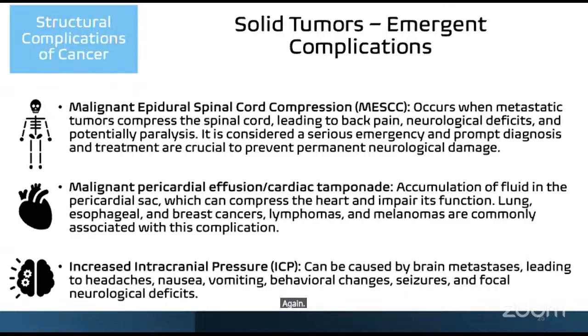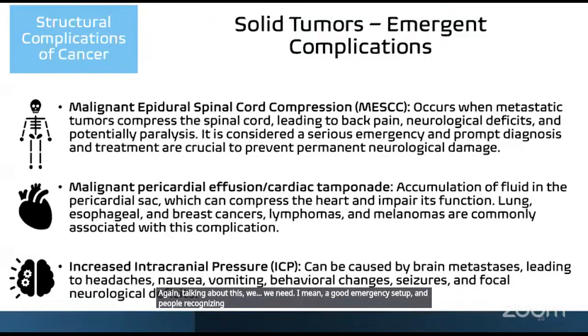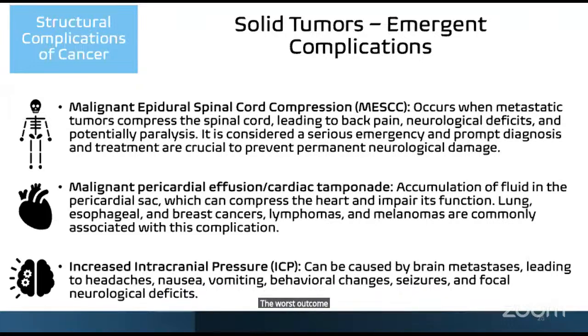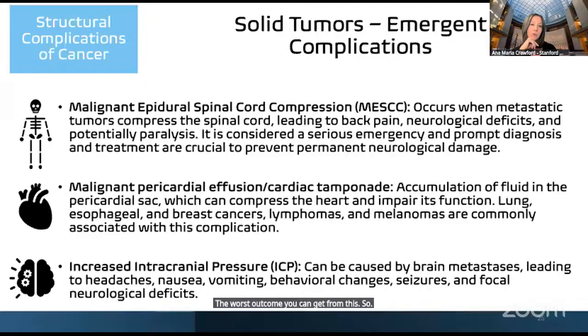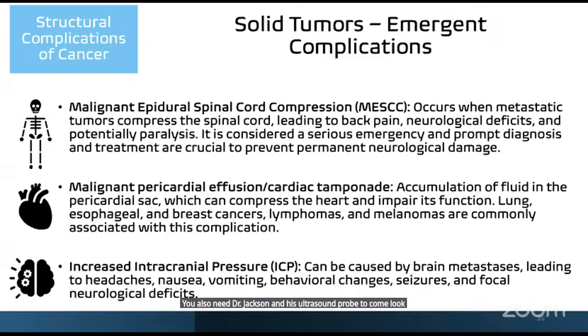Again, we need a good emergency setup and people recognizing what may happen, because the more you delay in this situation, the worse the outcome you can get. You also need Dr. Jackson and his ultrasound probe to come look at the heart. Yes, exactly. Some settings don't even have ultrasounds in rural areas and people to use them. There's no FAST echo, and the patient is diagnosed based on clinical presentation.